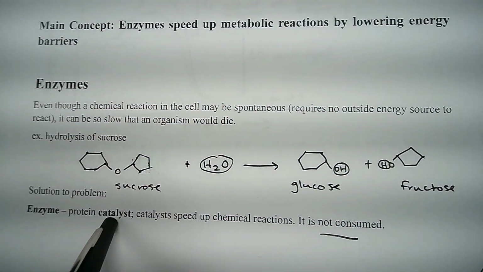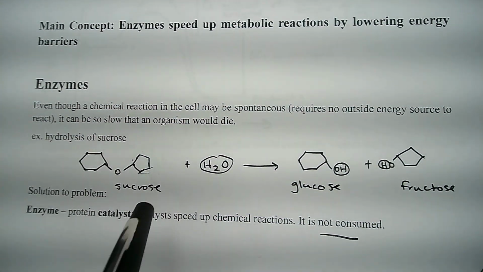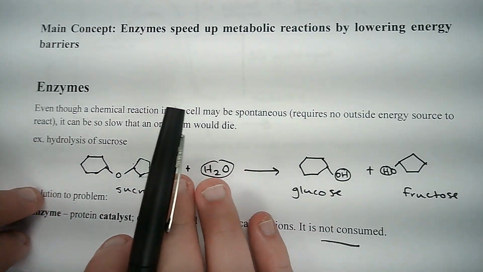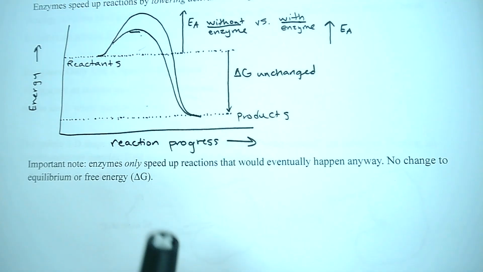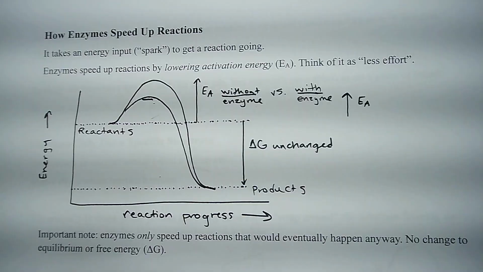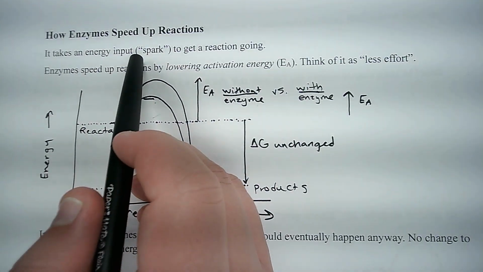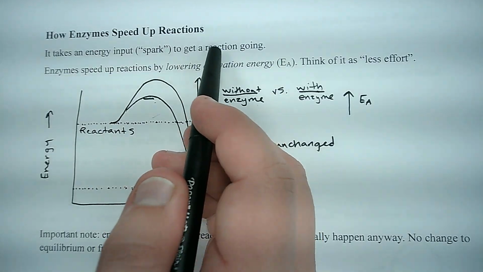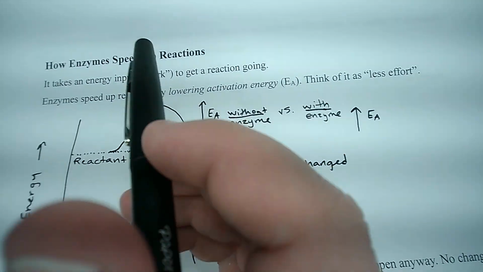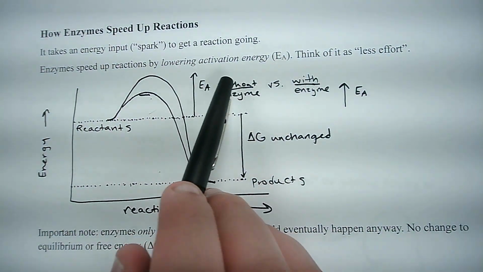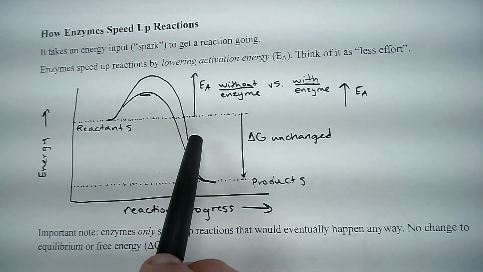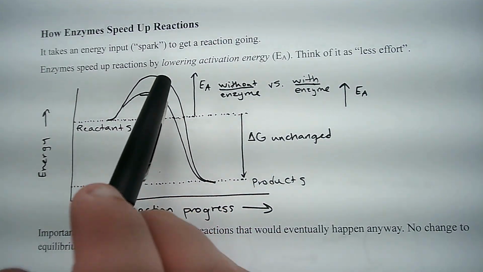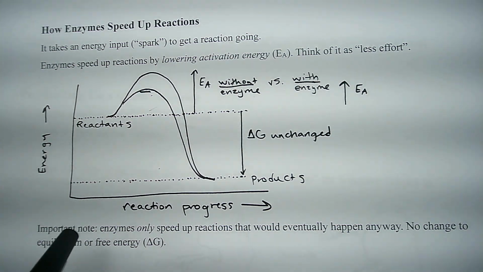Enzymes are proteins that are catalysts, and catalysts speed up chemical reactions. They are also not consumed, which is a big deal, so we can recycle them in the cell. How enzymes speed up reactions. In general, it takes an input of energy, sort of like a spark to start a fire, to get a reaction going. And enzymes speed up these reactions by lowering the energy that it takes, the activation energy. So you can think of it as the enzymes make them have less effort to go from reactants to products.